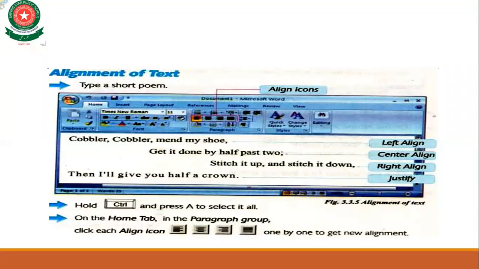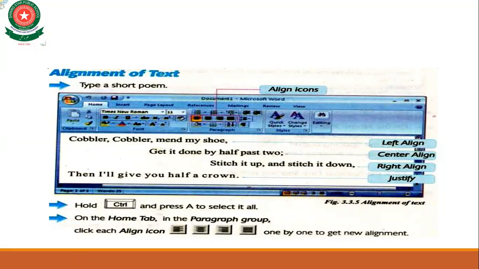Alignment of text. Type a short poem. Now you can see there the align options. They are left, right, center, and justification. Hold Control and press A to select it all. Then on the Home tab in the Paragraph group, click each align icon one by one to get a new alignment. You can see there left, center, right, and the justification, full line justification. So that is the way how you can align the text.